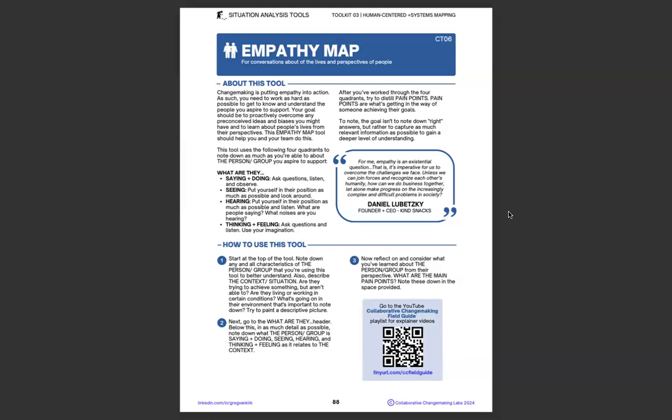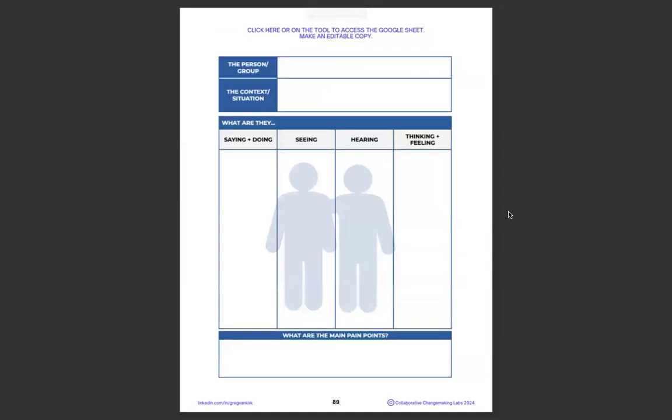You can see how to use this tool in the video here, which is this video. Right here, I'm going to go to the tool itself and just walk you through in my own words, which obviously is in line with the description of how to use this tool. So as always, on the PDF of the tool, you see at the top it says click here or on the tool to access the Google Sheet, make an editable copy. So you can go through and use this in Google Sheets, edit it as you want. A good way to work virtually, remotely, in hybrid environments. So the first thing you want to do is put in the person or the group, a description of who it is that we're talking about here.